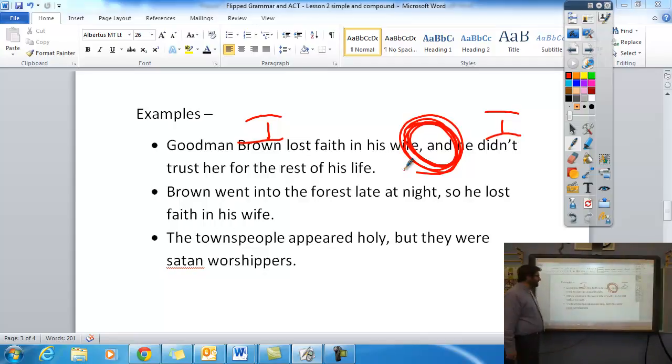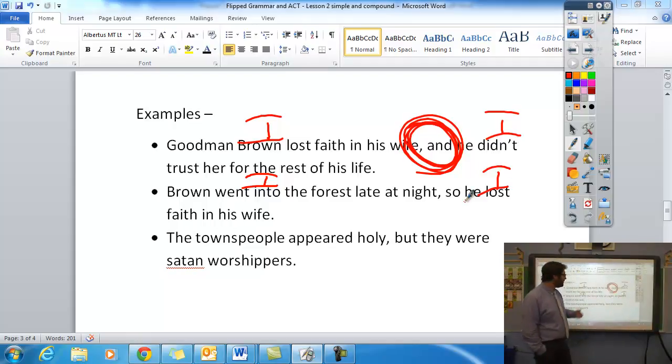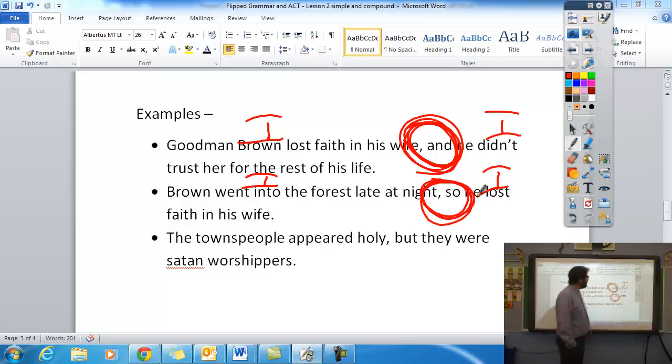How about the next one? Brown went into the forest late at night, so he lost faith in his wife. Brown went into the forest late at night can be its own sentence. He lost faith in his wife can be its own sentence. We connect those two in the same sentence with the comma and the fanboy so. We join two independent clauses together with a comma and a fanboy. That's what makes our compound sentence.